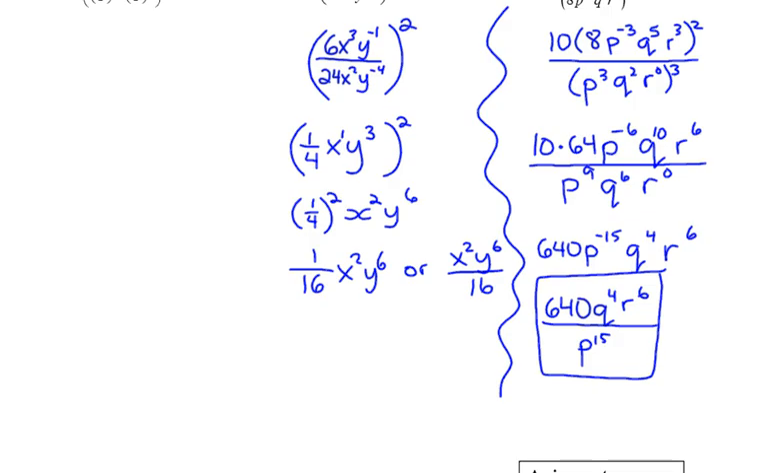How did I get negative 6? How did I get negative 15? So with the p's, it was negative 6 take away 9. So we have negative 6 take away 9. So that's why it became negative 15.